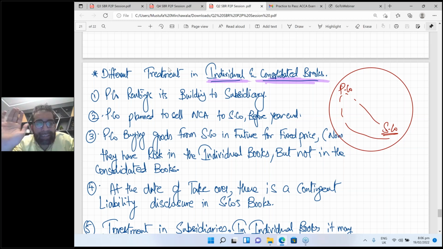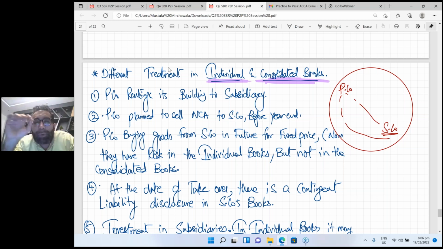So in that case, normally in a practical paper, individual books are given in the question, and you have to make consolidated books. So now you need to do certain things. First of all, you need to shift that asset from current asset to non-current asset.